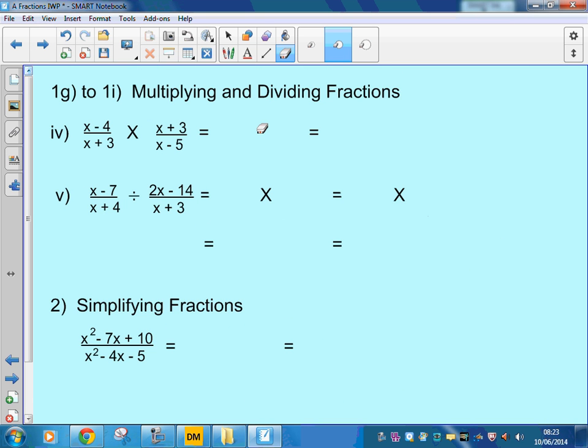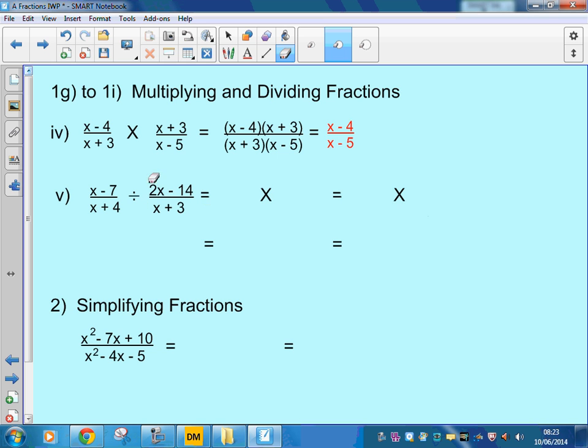1g to 1i is multiplying and dividing fractions. To multiply, you just multiply the top parts, multiply the bottom parts, slotting in the brackets. But notice the x plus 3 is repeated, so you're multiplying the numerator by x plus 3 and the denominator, so those cancel out, leaving you with x minus 4 over x minus 5.